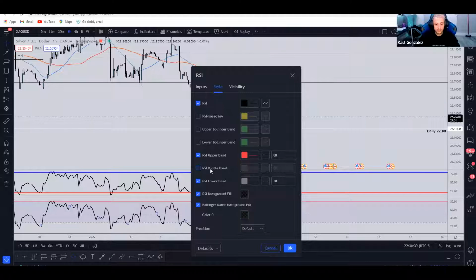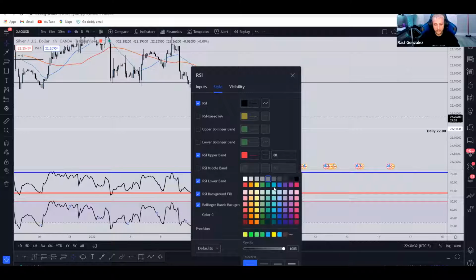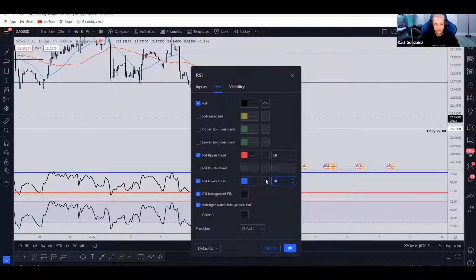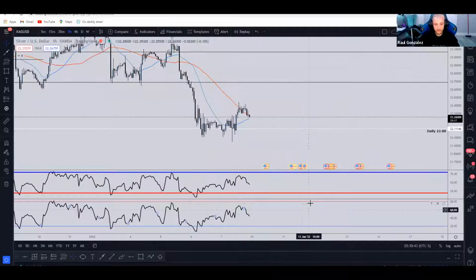Then the RSI middle band, we're going to remove that. RSI lower band, we're going to put blue. And then we're going to make this 20. RSI fill background, we don't need that. And then let's actually also make this a solid line. And then we have just about the same.